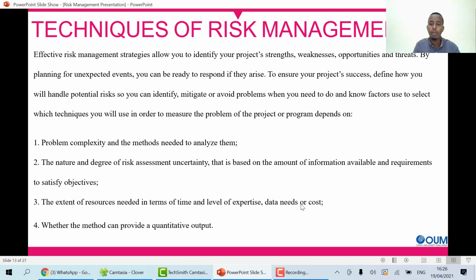Know the factors used to select which techniques you will use in order to measure problems of the project program. Number one, problem complexity and methods needed to analyze them. Number two, the nature and degree of risk assessment uncertainty, based on the amount of information available and requirements to satisfy objectives. Number three, the extent of resources needed in terms of time and level of expertise, data needs or cost. Number four, whether the method can provide quantitative output. These are the techniques that we use to measure in our risk management.